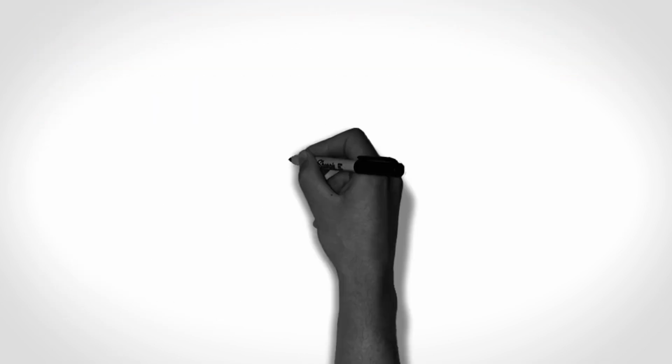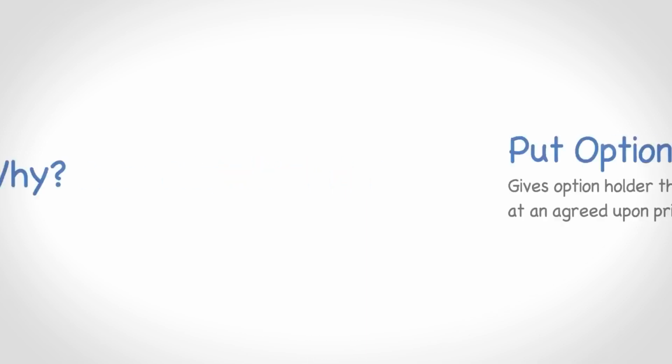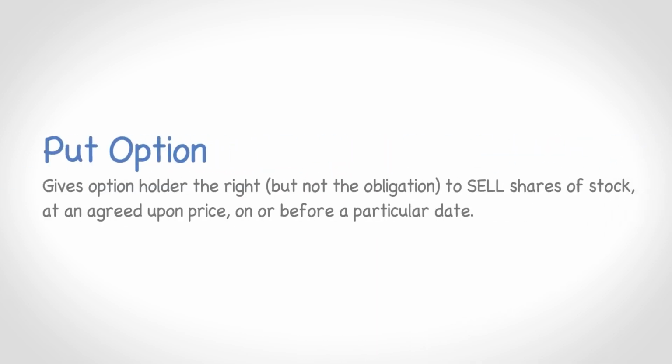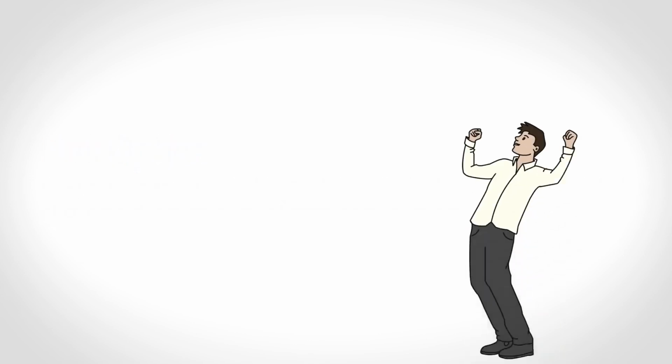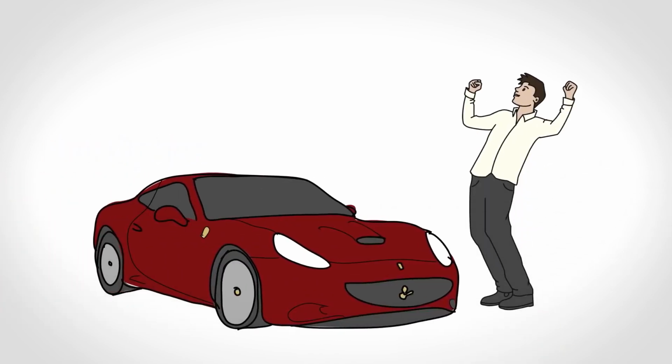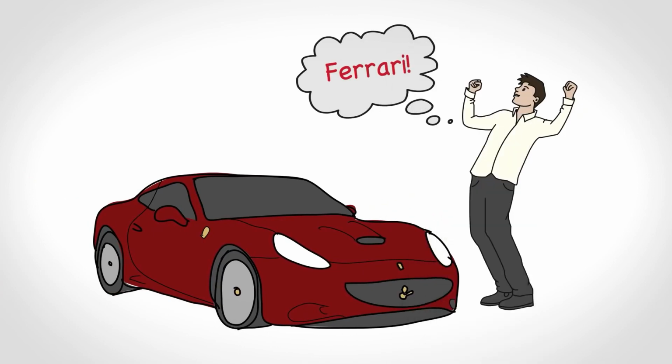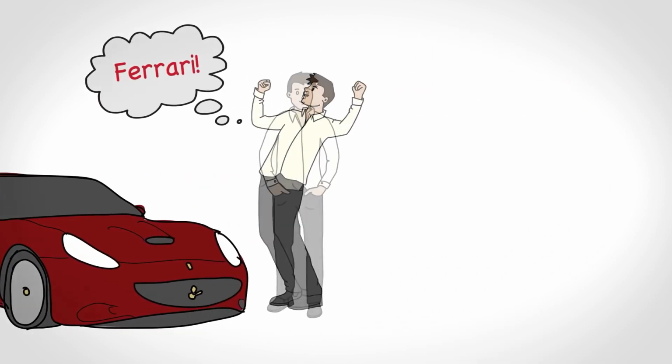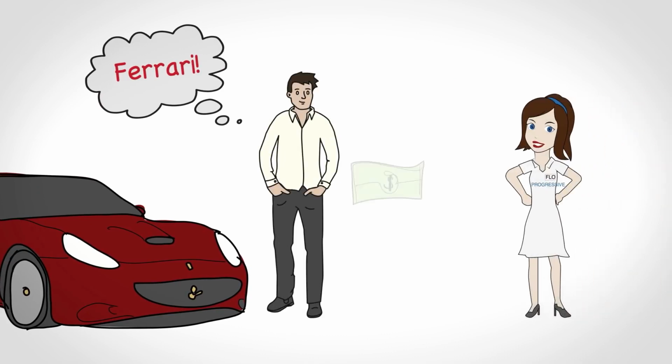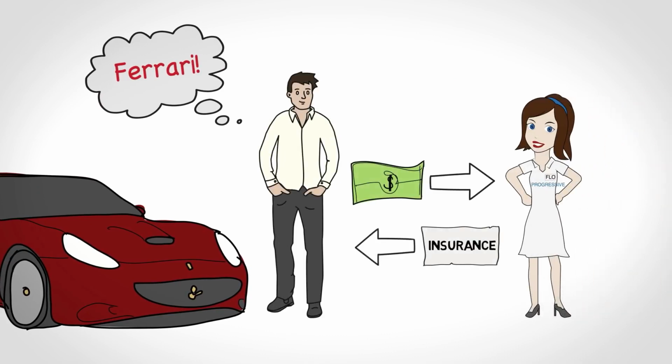Okay, simple enough, but why might someone actually want to purchase an option? First, we're going to explain to you why you might want to buy a put option, which, if you remember, would give you the right to sell stock at a certain price on or before a particular date. And let's put this in terms anyone can understand. Let's say you just bought your dream car. You just bought a new Ferrari. And to protect this Ferrari, you're going to need insurance. So you go to Flo from Progressive and you purchase insurance. This financially protects your new Ferrari in case you get into a crash.